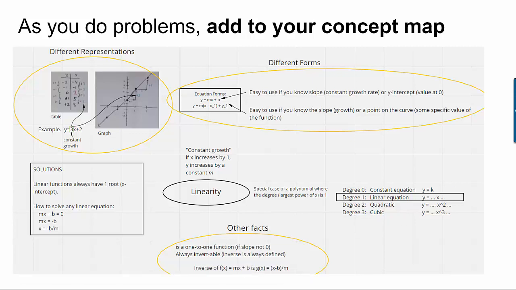So you just learned about inverses. When you originally learned about linear functions, you probably didn't think about their inverses. But now you can see that all linear functions have inverses as long as the slope isn't 0, so as long as they're not actually constant functions. And then you can solve for what the inverse would look like, and I've done that there.